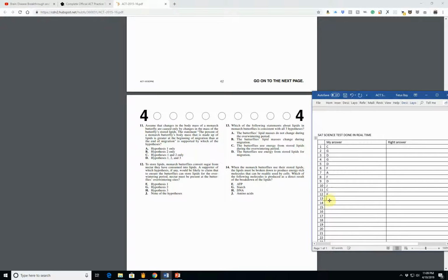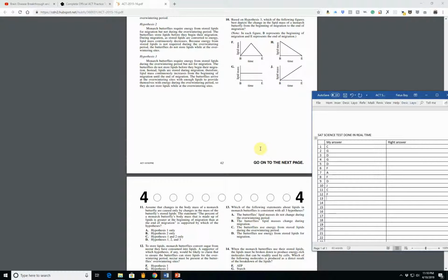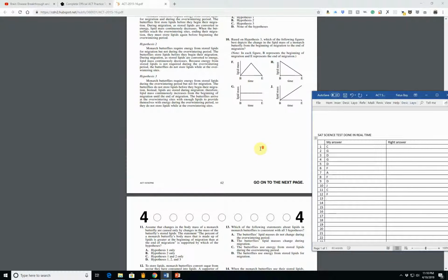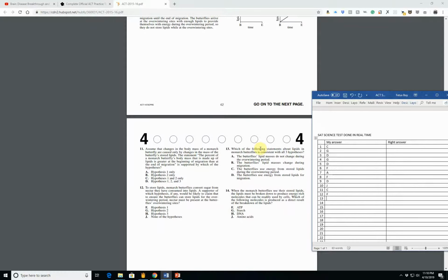And 13. Which of the following statements about lipids in monarch butterflies is consistent with all three hypotheses? The butterfly's lipid mass has not changed during... No, that's not true. The butterfly's lipid mass has changed during migration. No, one of them says it doesn't. So, well, 2 says it decreases. So, decreases. So then, yeah, it increases. So it's not A. Okay, so B. Yeah, they all agree that it changes. Some say it goes up, some say it goes down.